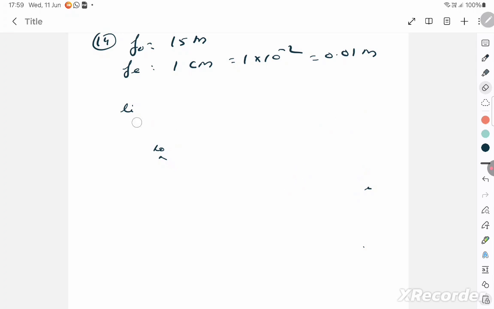But coming back to this question. Question number 14. They're asking for the angular magnification of the telescope. They have just written M is equal to FO by FE. FO is given to be 15, FE is given to be 0.01, they have just written it to be 1500.